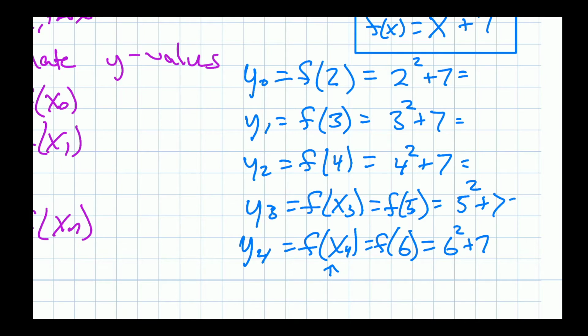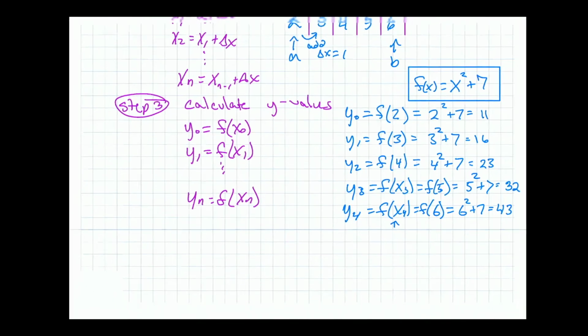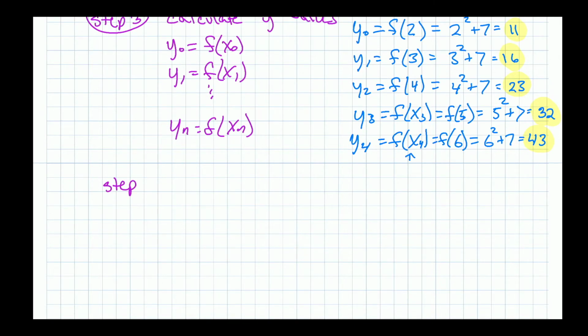All right, so you grab a calculator and you have to calculate these. So 4 plus 7 is 11. 9 plus 7 is 16. 16 plus 7, 23. 25 plus 7, 32. 36 plus 7, 43. All right, so we got all our y values, nicely calculated. Once you have that, then we can actually calculate the trapezoidal rule approximation.